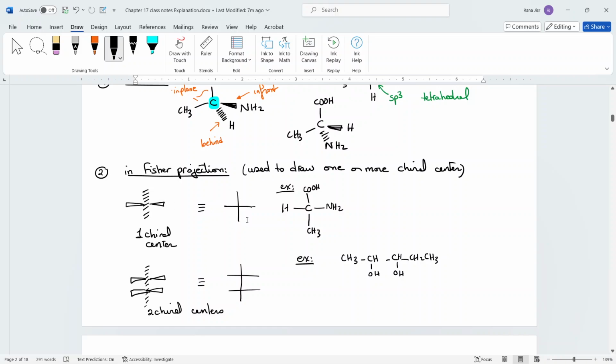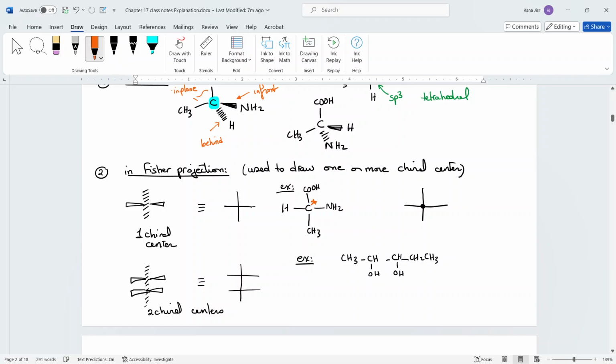And when these two meet, they meet in a carbon. And that carbon normally is a chiral center. It depends on the groups around it. Sometimes it is, sometimes it is not. The groups around it have to be 4 different groups. Like for example, in this example over here, I want to change this into a Fischer projection. So all you need to do is simply draw the cross in there. They meet in a carbon. So that is the carbon where they meet.